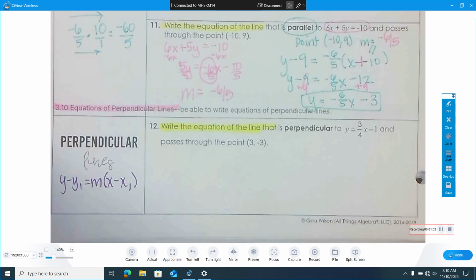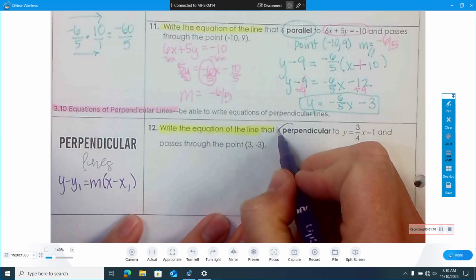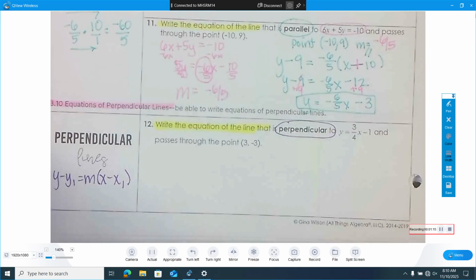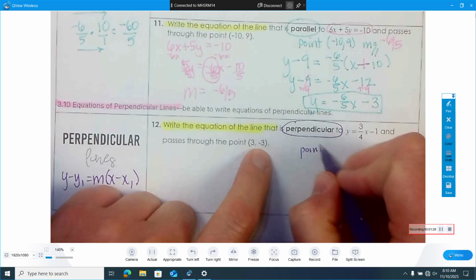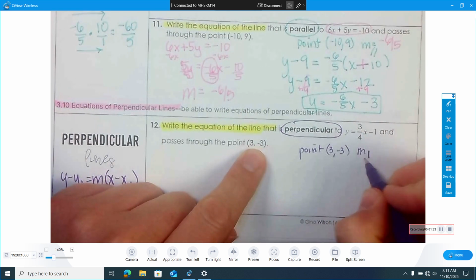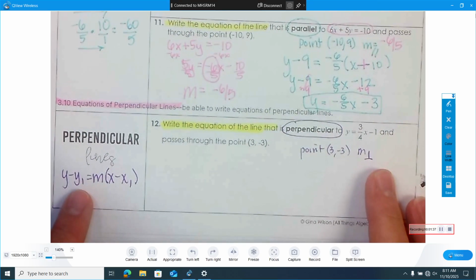So last week we were writing equations that pass through points. We were writing equations that were parallel to. But today we want to write equations that are perpendicular to this equation, and that it passes through the point 3, negative 3. So first we want it to go through the point 3, negative 3. But we need a perpendicular slope because this is point slope form, this equation of this line.